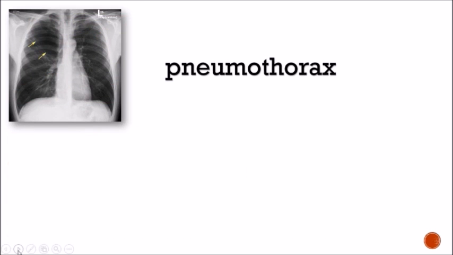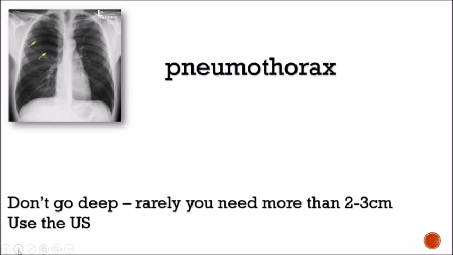Definitely pneumothorax. If you are aiming deep toward the lung, you will hit the lung and you will have a pneumothorax. This can definitely be prevented by not aiming very deep. You will get the response at 2 or 3 centimeters, and always try to use the ultrasound and not aim toward the lungs. These are the critical ones.